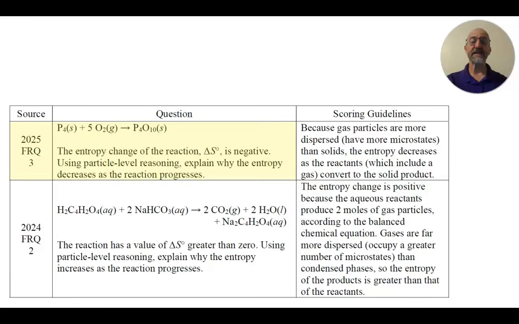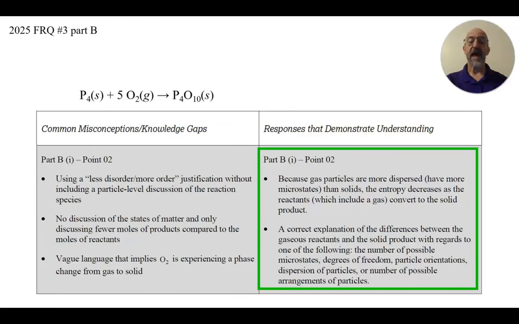What you're seeing on the right side of this slide is the official scoring guidelines answer: because gas particles are more dispersed and have more microstates than solids, the entropy decreases as the reactants, which include a gas, convert to the solid product. Now what I'd like to show you is from the 2025 Chief Reader Report. On the right side of the slide is the official scoring guidelines, and on the left side are 3 examples of why students did not earn the point for their response.